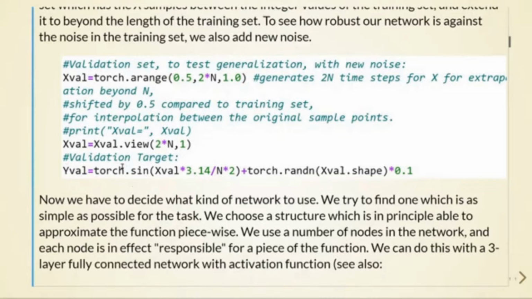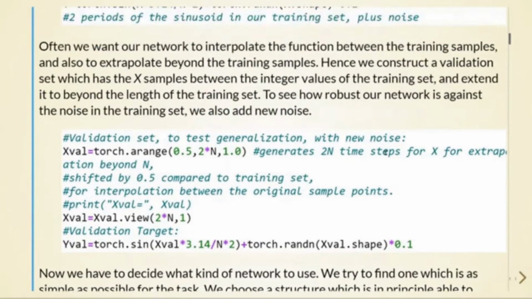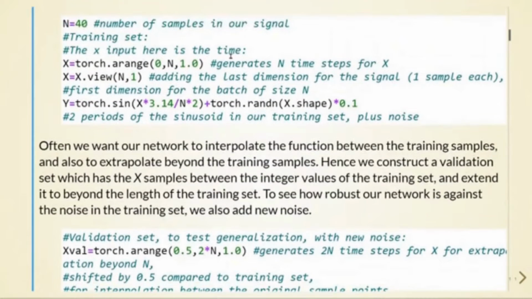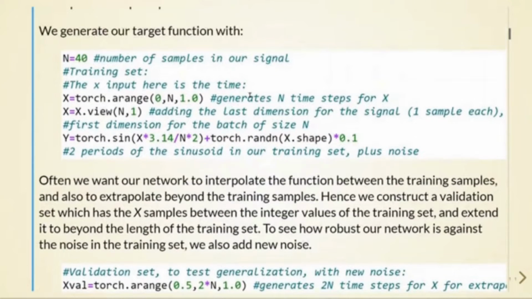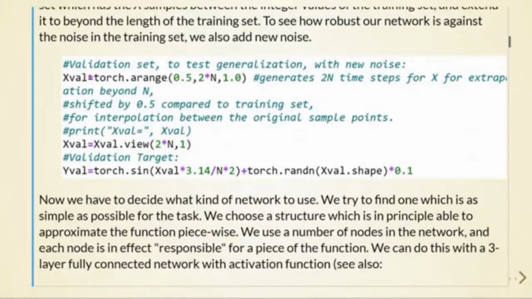Again, we are using torch.sin and adding some noise, but now we see that we are having twice as long an input as our training input here. So this will be x, and this will be x validation and y validation.